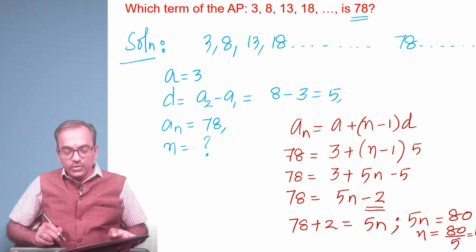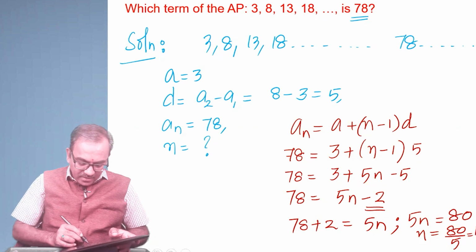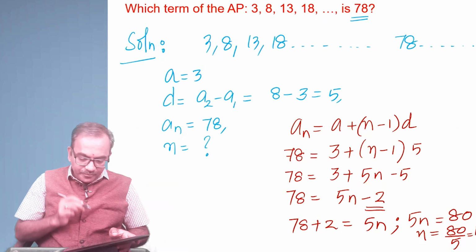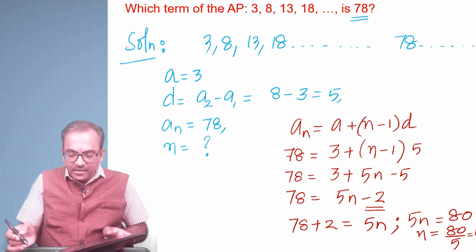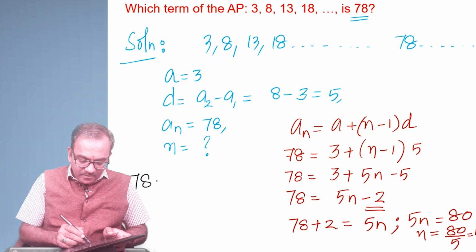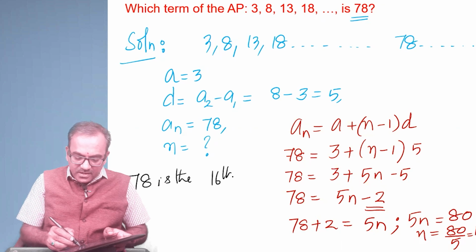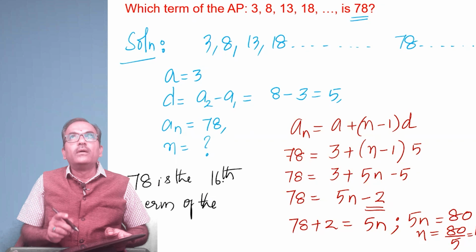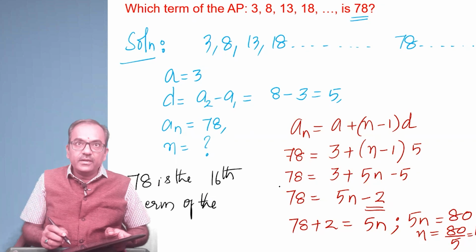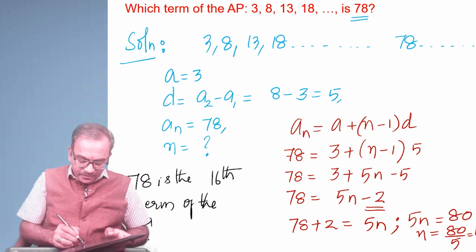So, what is the solution? What is the final verdict of this? This means to say that 78 is the 16th term of the given AP.